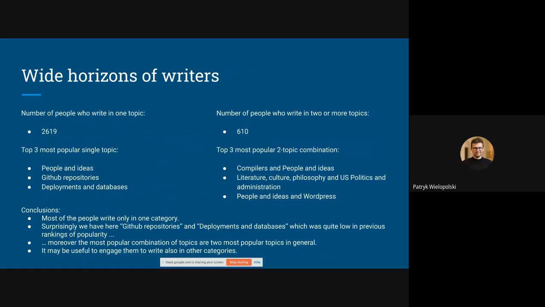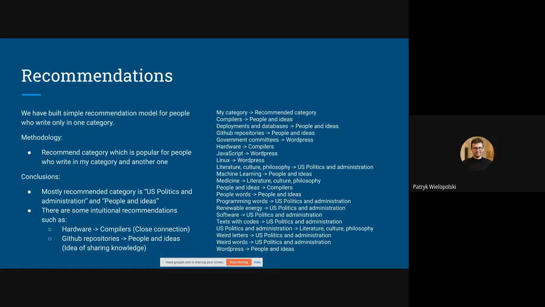We also thought it might be useful to engage people who write in one topic to write in other topics, so we wanted to give them recommendations. For example, if someone is writing about Linux or JavaScript, we wanted to recommend another interesting topic for them to write about. The most recommended categories are US politics and administration and people ideas, probably because they are the most popular topics in general. But there are also interesting recommendations, such as hardware and compilers, which are closely connected in topic, and GitHub repositories and people and ideas, where the idea of sharing knowledge is common.